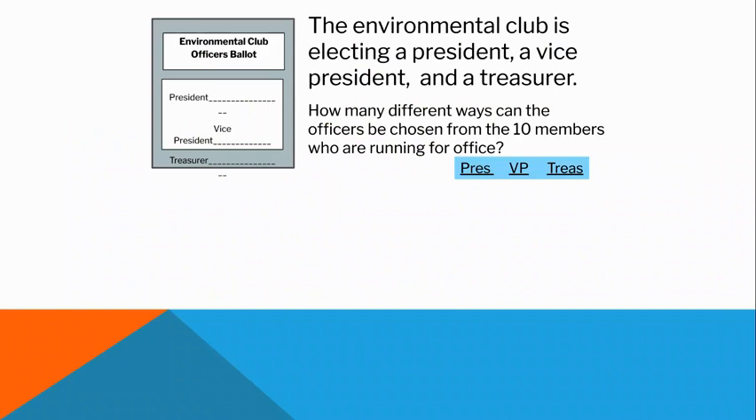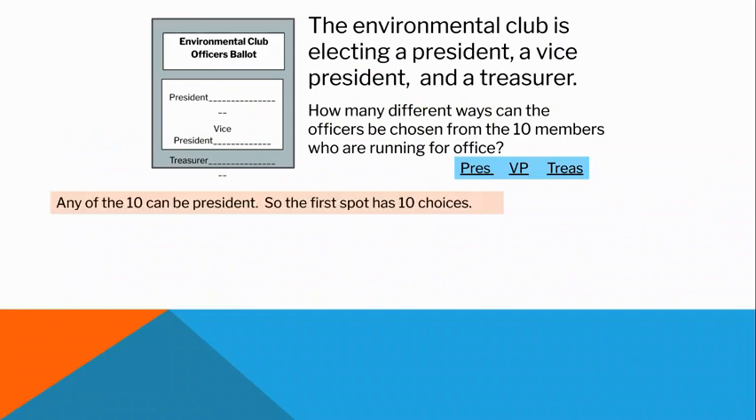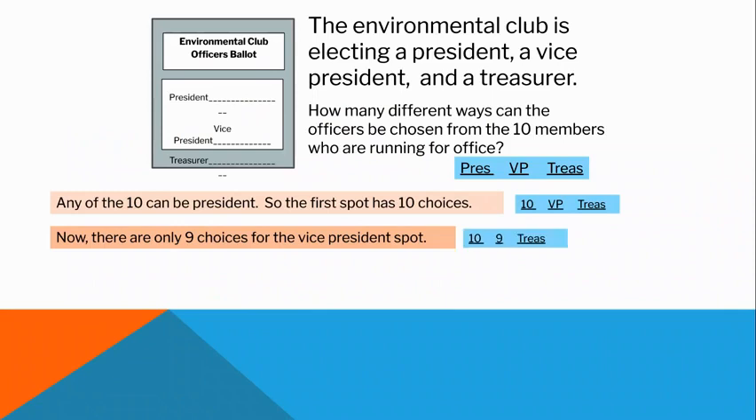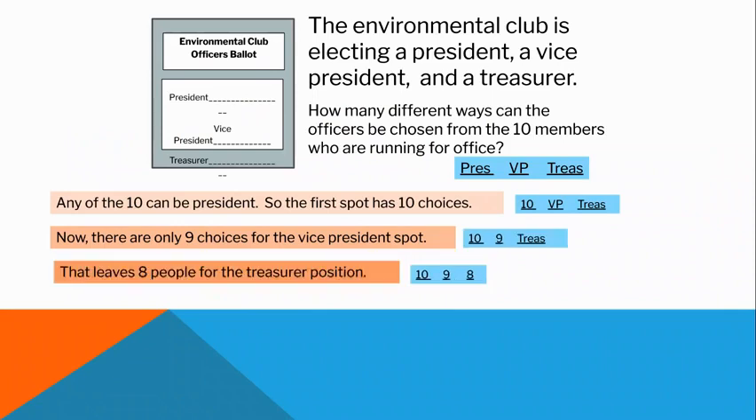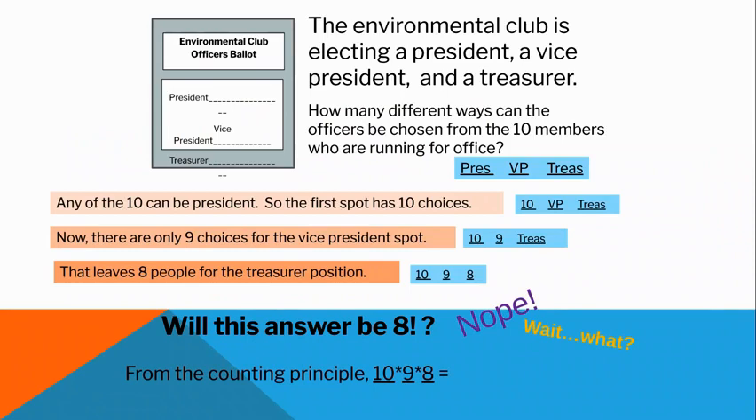The Environmental Club is electing a president and a vice president and a treasurer. How many different ways can the officers be chosen from the 10 members who are running for office? Well, any of the 10 can be president, so first spot has 10 choices. Now there's 9 left for the VP, and there's 8 people left for the treasurer's position. So 10 times 9 times 8. Will this answer be 8 factorial? Well, no, it's not the same thing. But it would be 10 times 9 times 8. So 720 different ways.